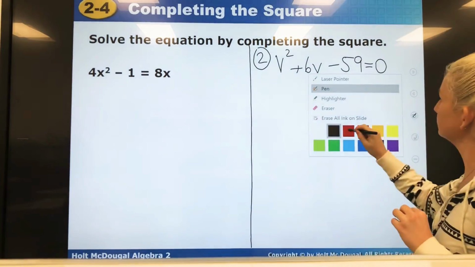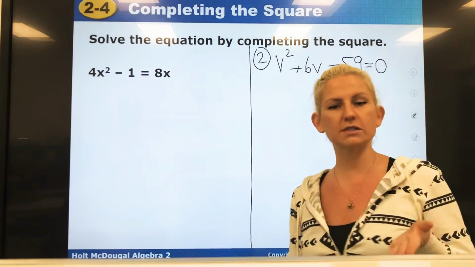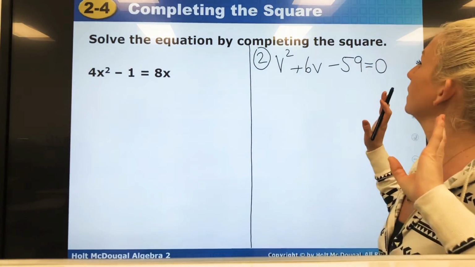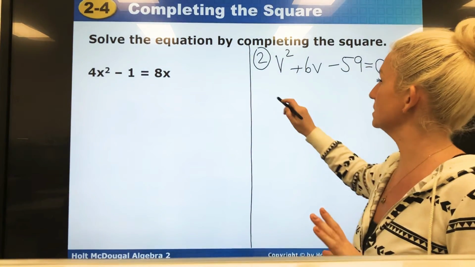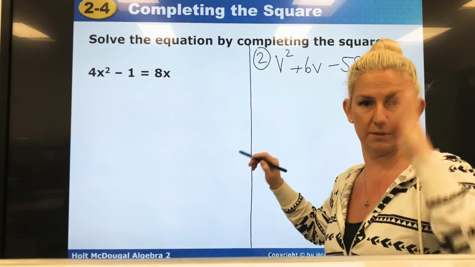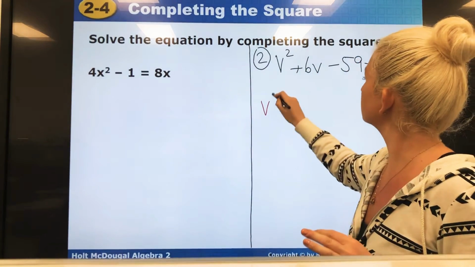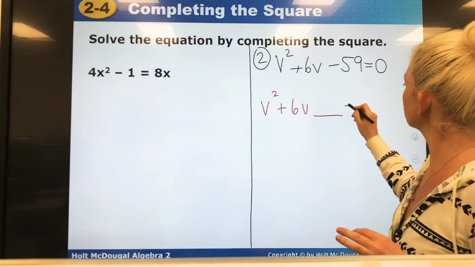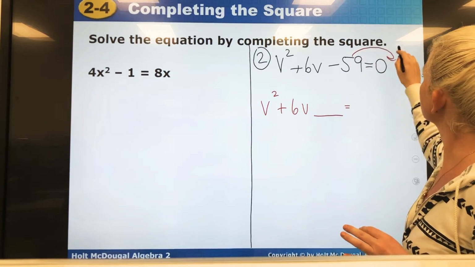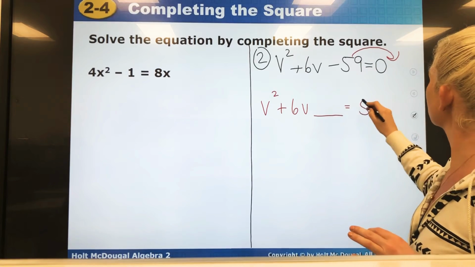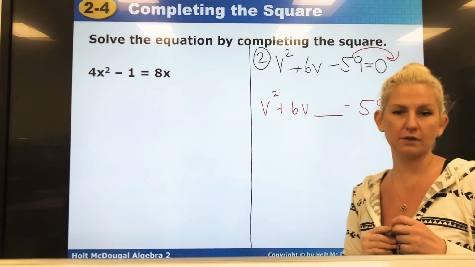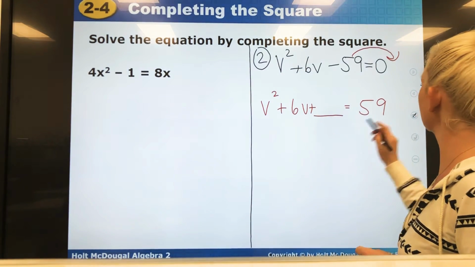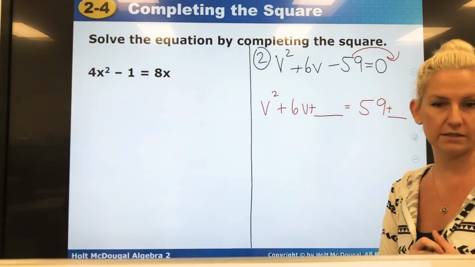So, completing the square. Your first step, I posted the steps for you, is to isolate all your variables on one side, right? Because we're going to solve the equation, meaning I'm going to solve for x. So I have my v squared plus 6v. I'm going to leave that little space, and then I'm going to add the 59. So I'm going to have positive 59 on the right side. Okay? And remember, whatever you add here, you're going to also add on the right side.